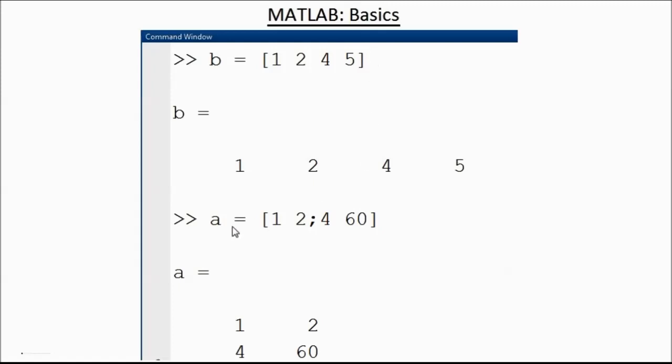Another definition, a 2 by 2 array, is being defined here by using the semicolon operation. When a semicolon is used, MATLAB pushes the data following the semicolon to the next row. So 1, 2, semicolon, 4, 60 is the matrix 1, 2, 4, 60. It's a 2 by 2 matrix, which is returned to the variable A. This is the MATLAB syntax for creating 2 by 2 matrices, one of the MATLAB syntaxes for creating 2 by 2 matrices.